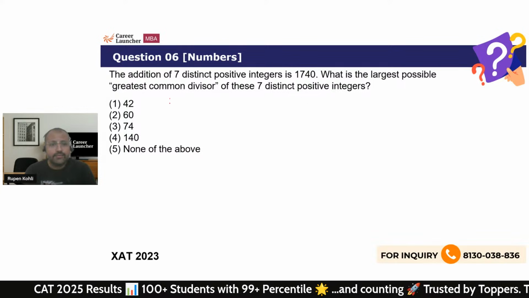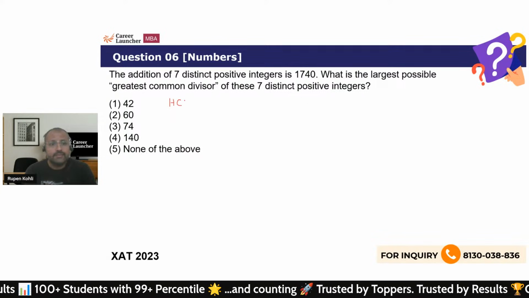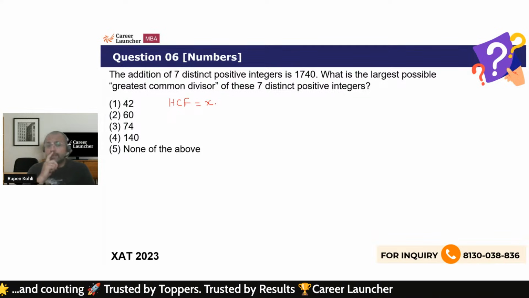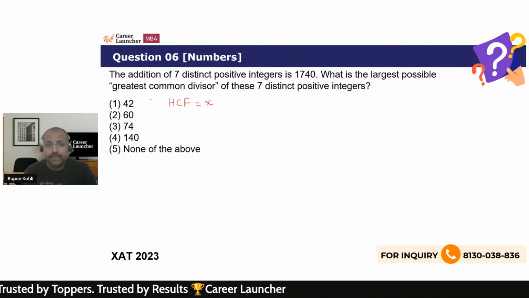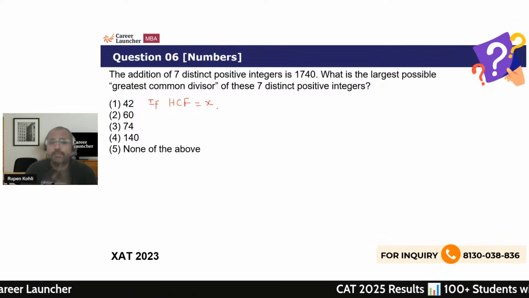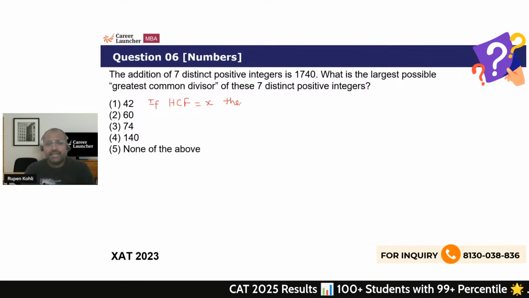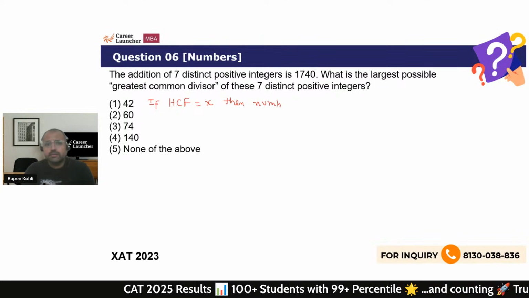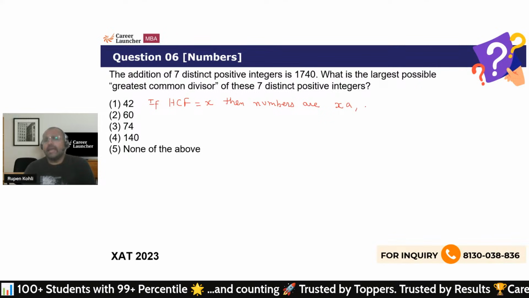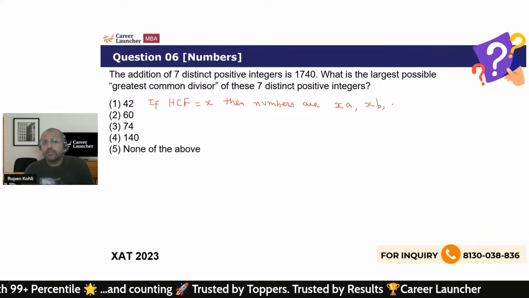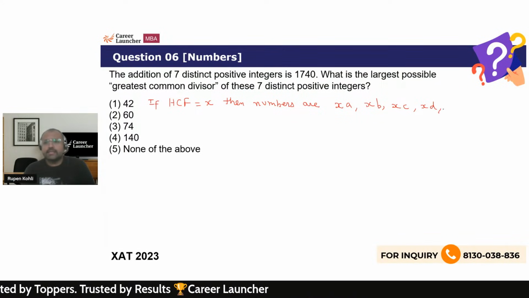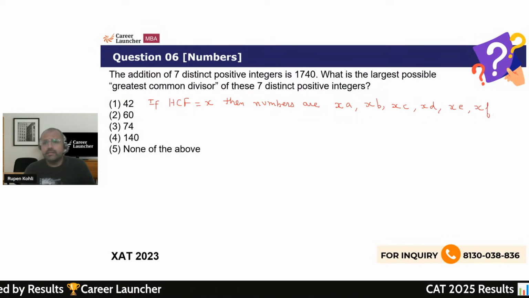So if we take this greatest common divisor, the HCF, to be x, then obviously all the numbers will be multiples of this HCF. Obviously, if HCF is known, then all the numbers are multiples of that. So let's say the numbers are xa, xb, xc, xd, xe, xf, xg, right?